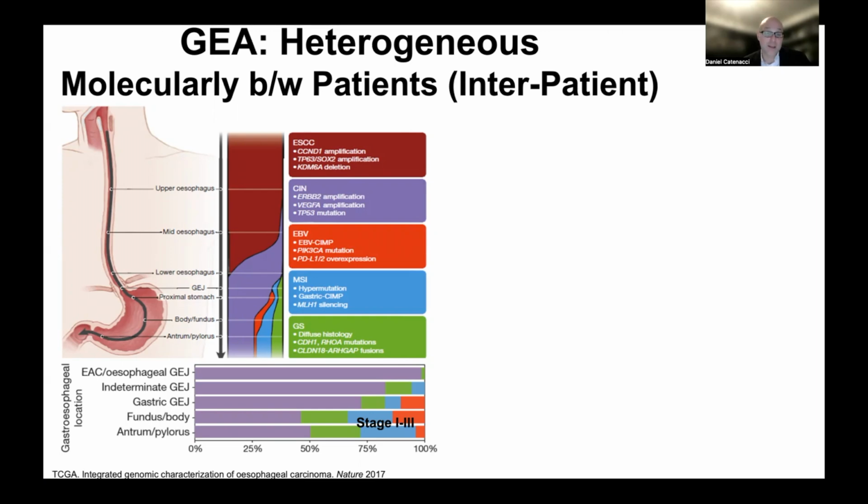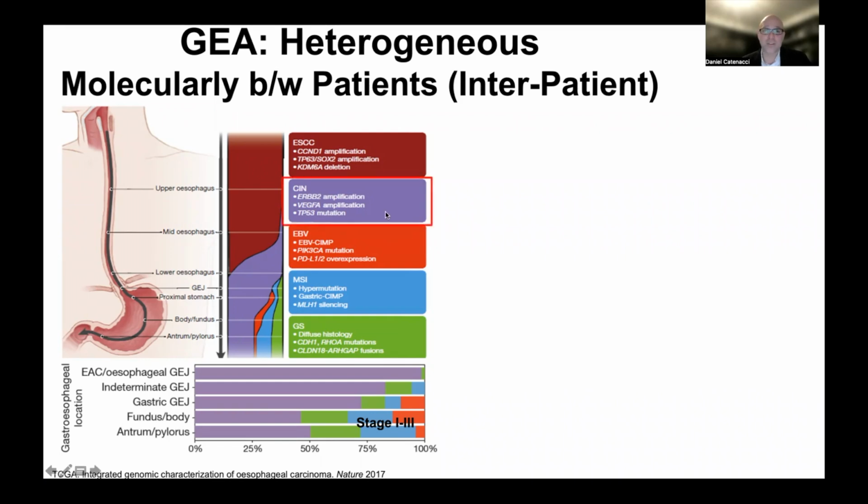And in fact, if you look at the incidences of these in a stage 4 setting, the MSI high and the EBV positive tumors are actually even lower in incidence. The MSI high tumors are around 3% of stage 4 disease. So the vast majority are either chromosomal unstable, and a second would be genomically stable.